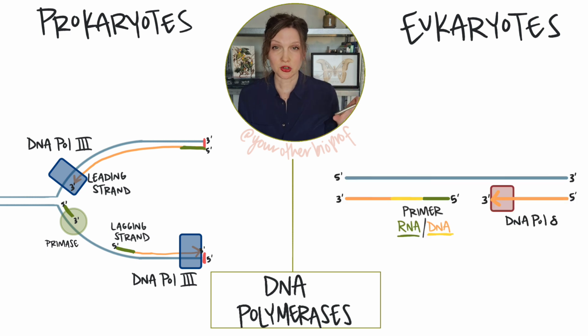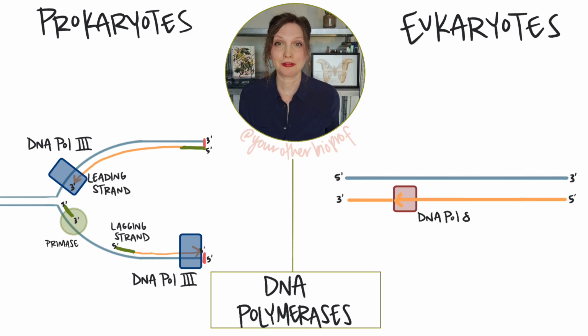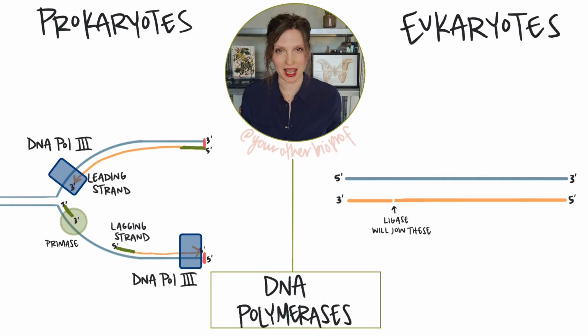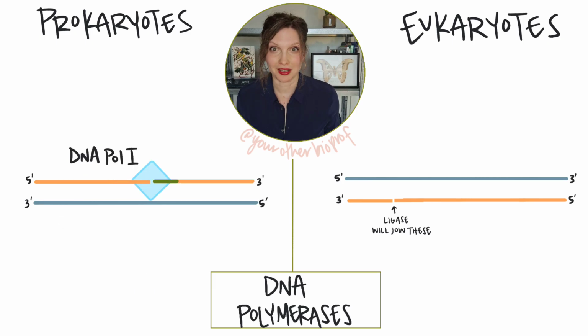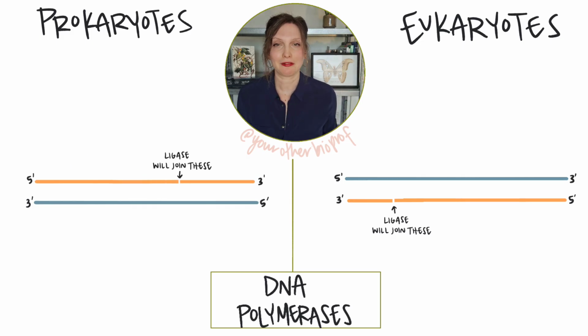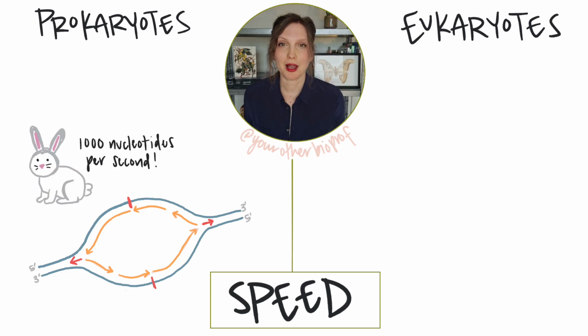In eukaryotes, additional proteins will remove the primers, and DNA polymerase delta will fill in the gap left behind with DNA. While in prokaryotes, DNA polymerase I takes care of everything itself, removing the RNA primers while simultaneously filling that gap with DNA. Bacterial DNA polymerases fly through those replication forks at about 1,000 nucleotides per second, with archaea just a little bit slower. Turns out having less DNA packaging to deal with helps a lot.